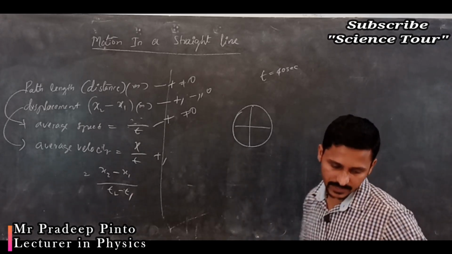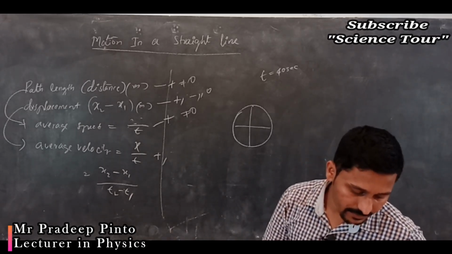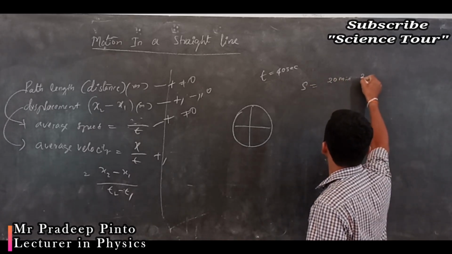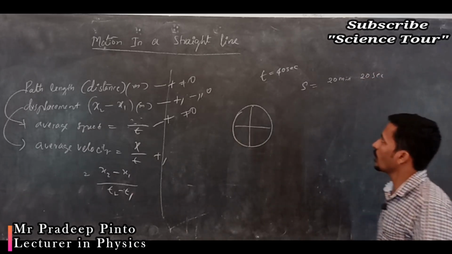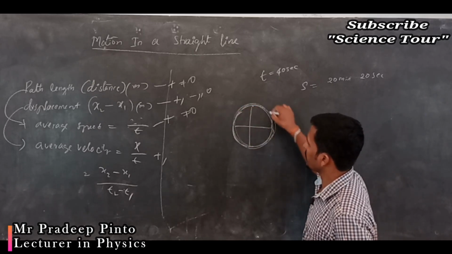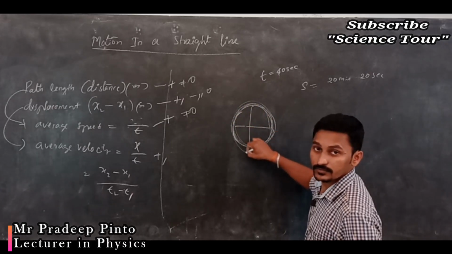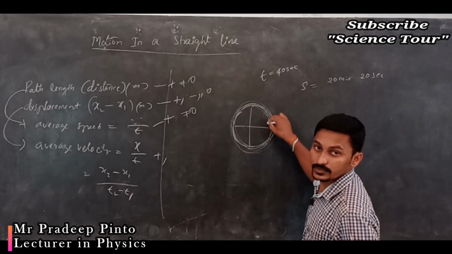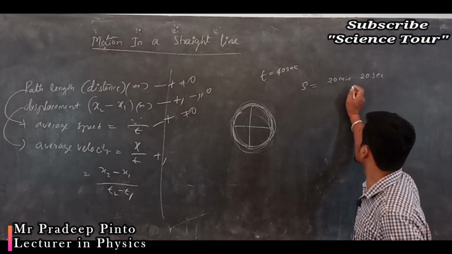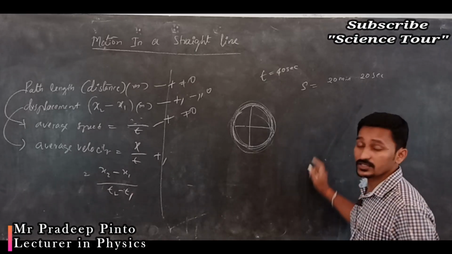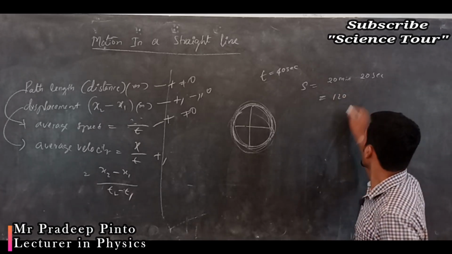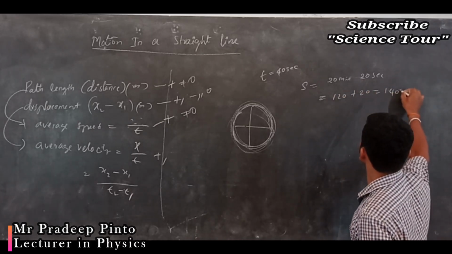Now what is the displacement in 20 minutes and 20 seconds? So 40 seconds means one round: 80, 120, 160, 200, 240, like that. But after 2 minutes and 20 seconds, where will you be? So 2 minutes means 120 seconds, plus 20 seconds, which is equal to 140 seconds.